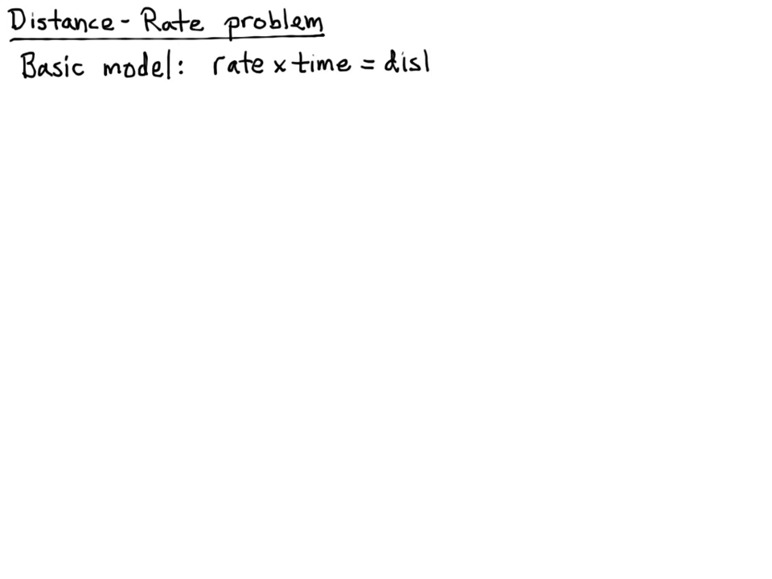And these are going to be known as distance rate problems. And so here we have probably the simplest model of all that we're going to be dealing with: rate times time equals distance. And you know that from a car, right? So if you're going to drive 25 miles per hour for 2 hours, you know you're going to go 50 miles, right? So this is just straight multiplication.